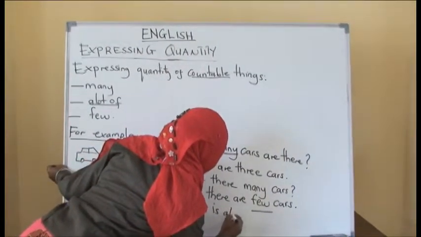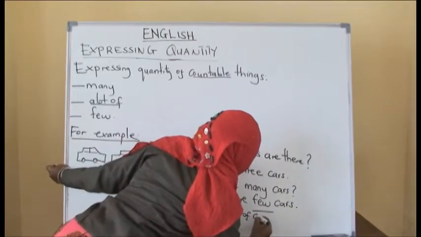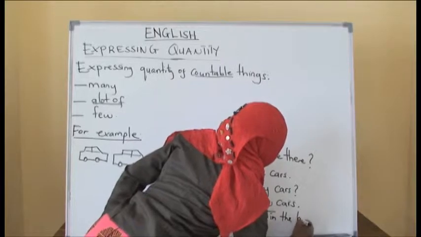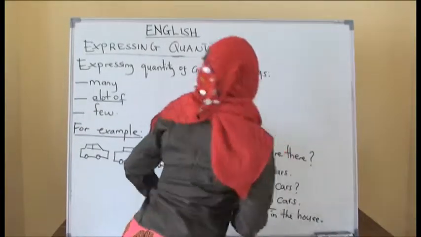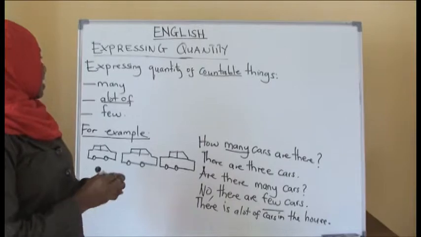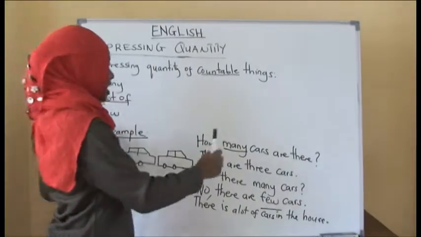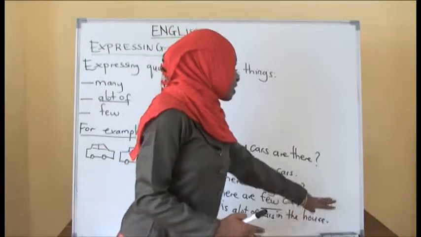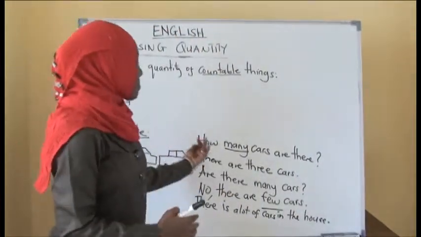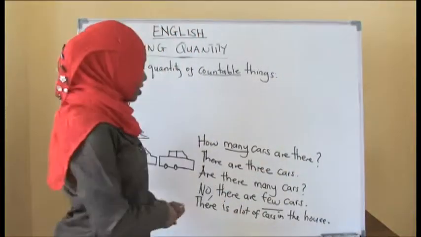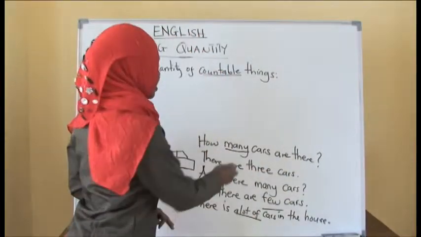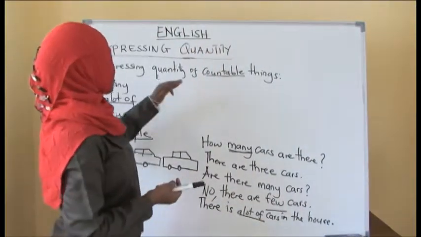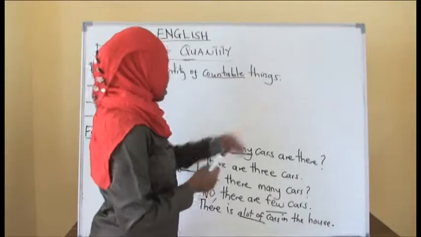There is a lot of cars, let's say in the house. How many cars are there? If you have so many cars in a certain house, we say there is a lot of cars in the house, or there are many cars in the house. So the word a lot of, the word many, and the word few are the words used to express the quantity of countable things.